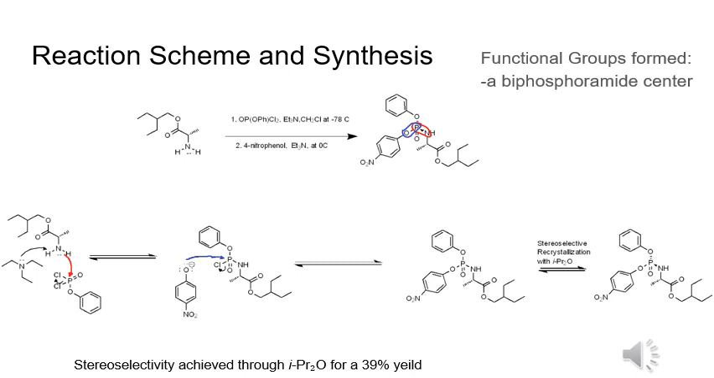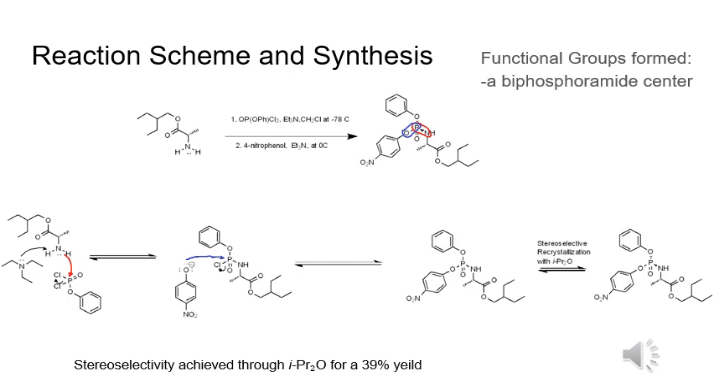The first step of the reaction involves the addition of the amine to the phosphate via a deprotonation of the amine through triethylamine and the elimination of a chlorine ion from the phosphate. The second step of the reaction involves the addition of a nitrophenyl to the phosphate and the elimination of a chloride ion from the same phosphate.